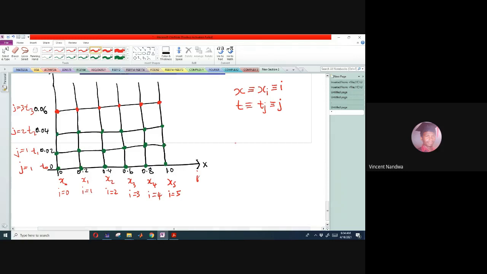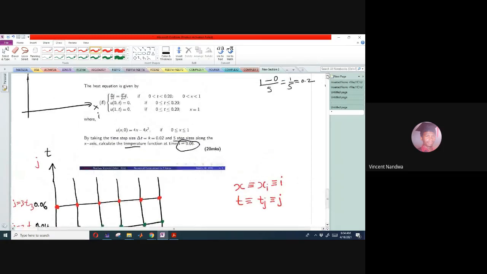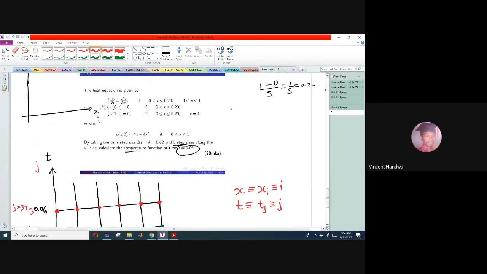So then these values on the boundary can as well be given directly from the boundary conditions given in the question. We have been told that u(0, t) is 0. That means that in difference form, we can write this one as u(0, j), remember t is the same as j, equals 0. So what does this one tell us?